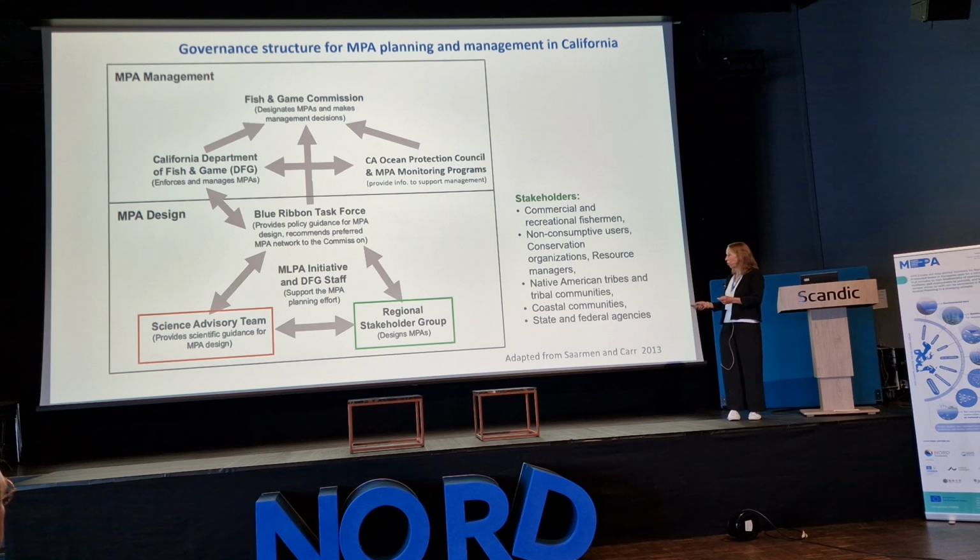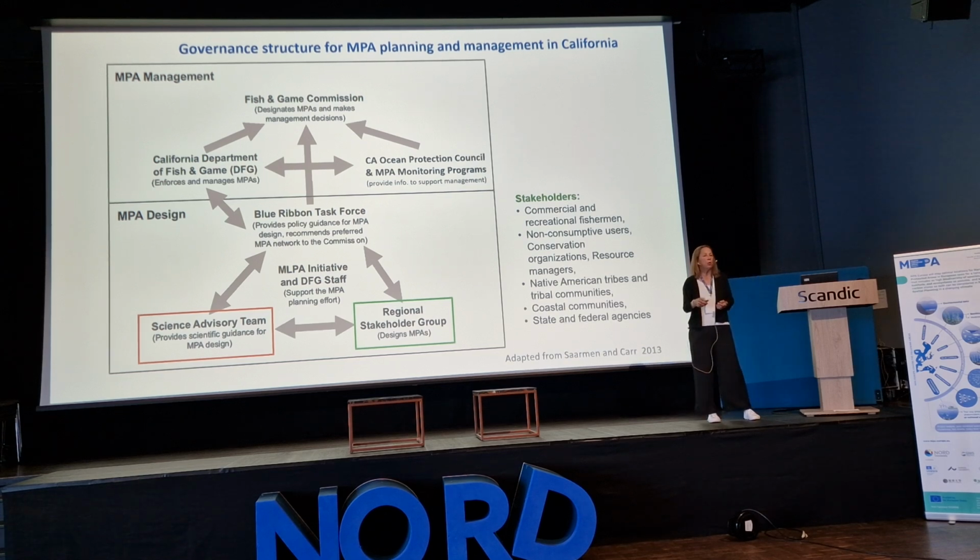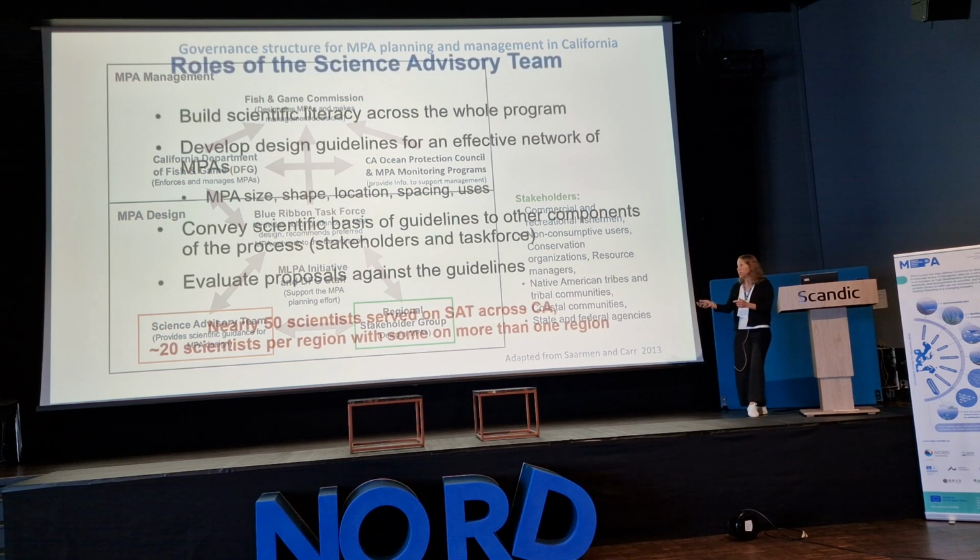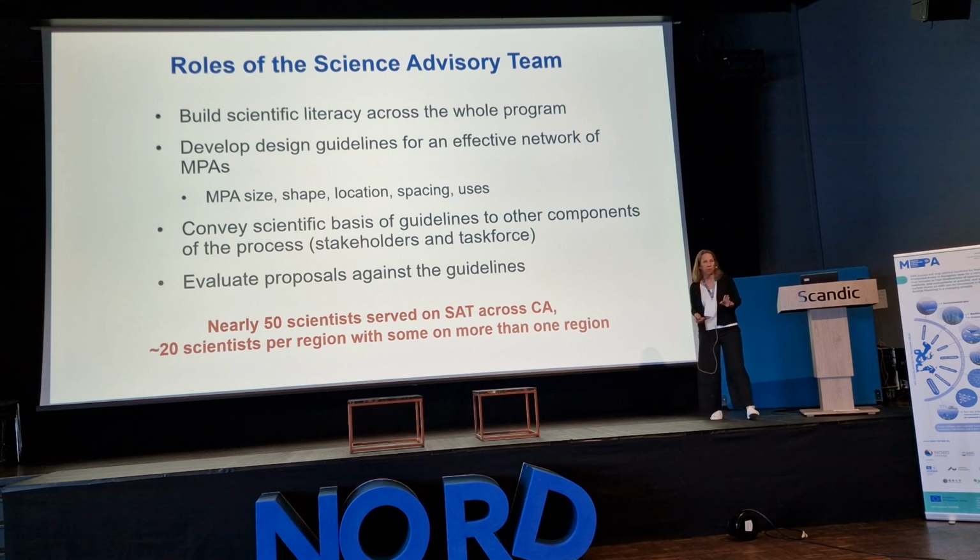So the way this worked was that the regional stakeholder groups were responsible for creating the maps, the proposals. We used a C-sketch, which I'll talk about in a second, and they had access to all of these layers that went into the tool, and they created maps with their constituencies, with each other. And all the science advisory team did was evaluate their proposals. It's probably more important what they didn't do.